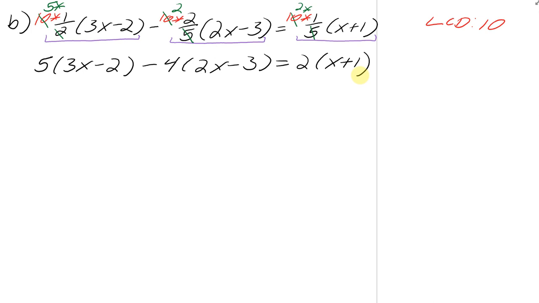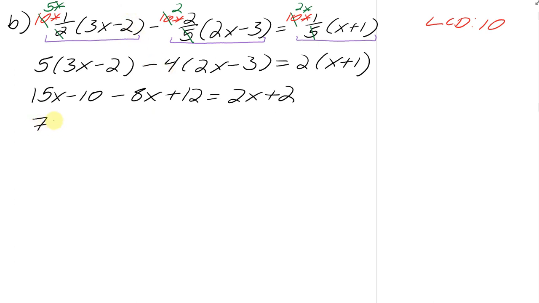So from here now we can go ahead and distribute. So let's do that. And one word of caution here, I would just recommend that you make sure that you have your signs right. So this should be minus 8x plus 12x. That's a really common error to not distribute the negative. So from here I can collect my like terms.